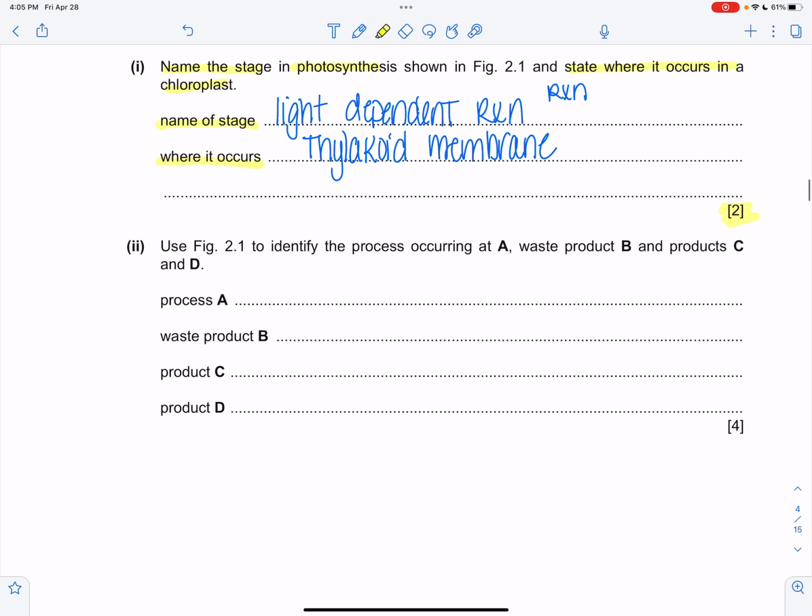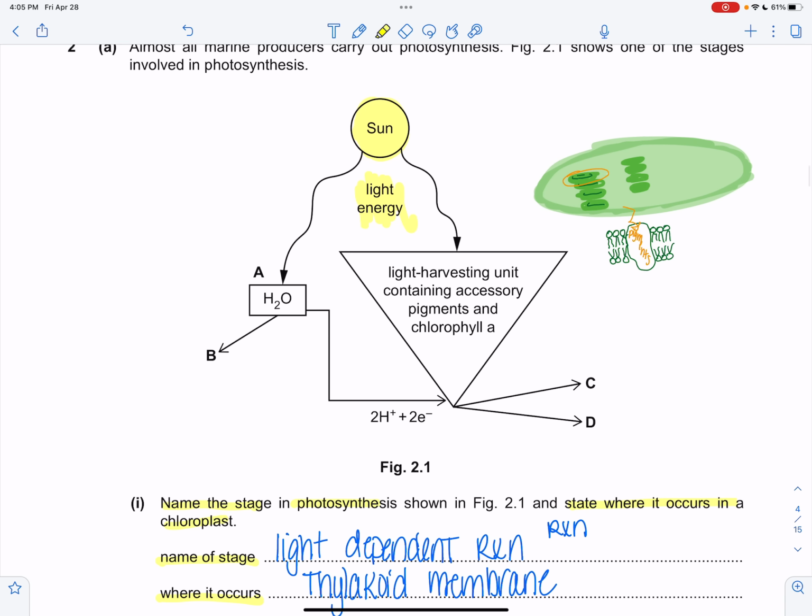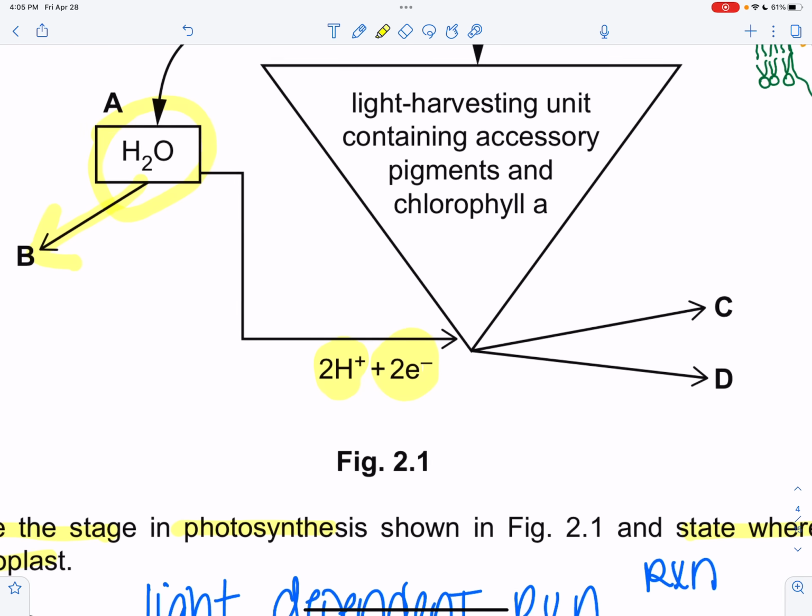Next question. Use that figure, identify the processes occurring at A, a waste product from B, and then the products C and D. So the process at A, if we notice what's happening, light energy is hitting our water molecule, and then something is getting released from that. When light energy reacts with water, it actually splits the water molecule. The hydrogen is retained, an electron gets released. You see an electron here. And this had to have come from two water molecules, even though they're just showing one at box A, because at the bottom you have two hydrogens and then two electrons.